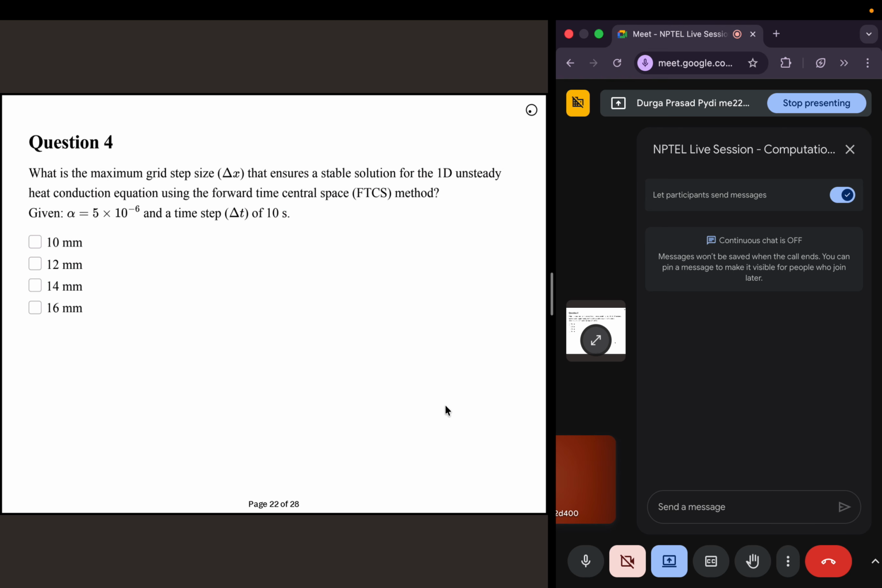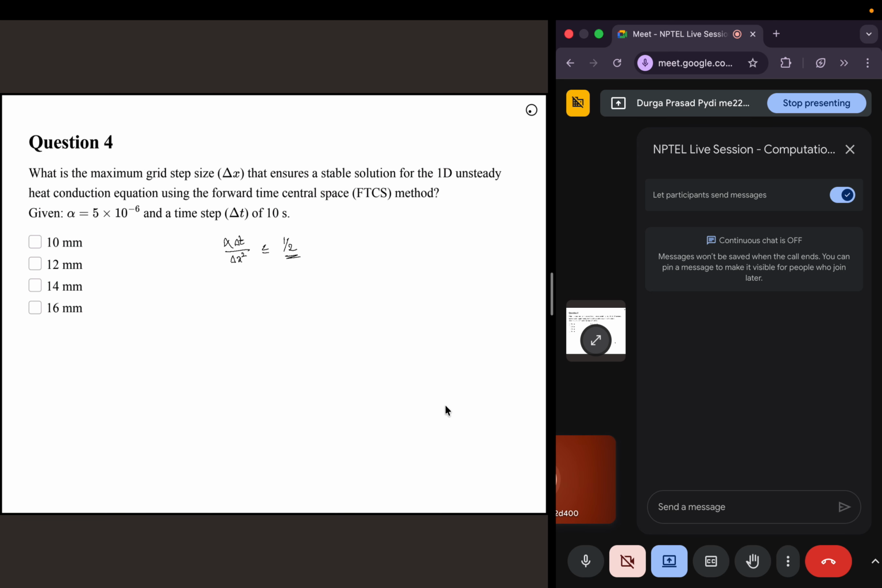Okay. What is the maximum grid step size that ensures a stable solution for 1D unsteady heat conduction using the forward time central space method? Alpha is given, delta x is given. Alpha delta t by delta x square should be less than or equal to 1/2. So this again we have to keep in mind. This is a 1D problem, so we have 1/2. Depending on the problem, this will keep changing. If you have a 2D or a 3D problem, this might change.